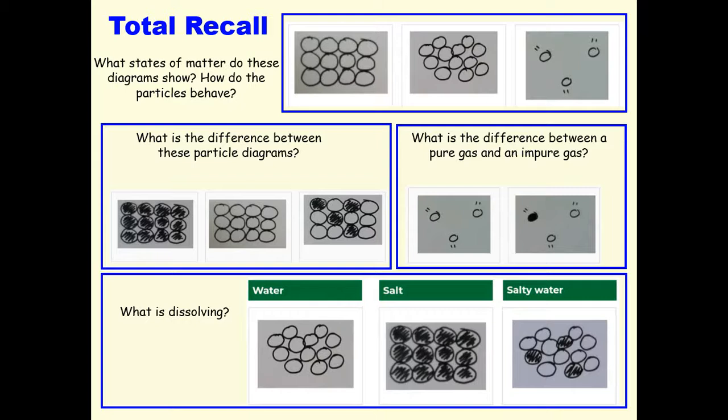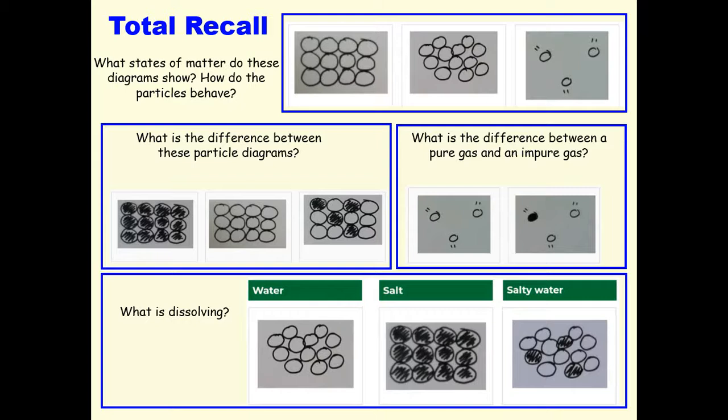The next picture is a liquid. The particles touch, but they're very random and they can move around a little bit. So that's a liquid. And then the last particle diagram is a gas. Now the gas particles are very free. They can move in lots of different directions and they're quite quick and they're not touching.